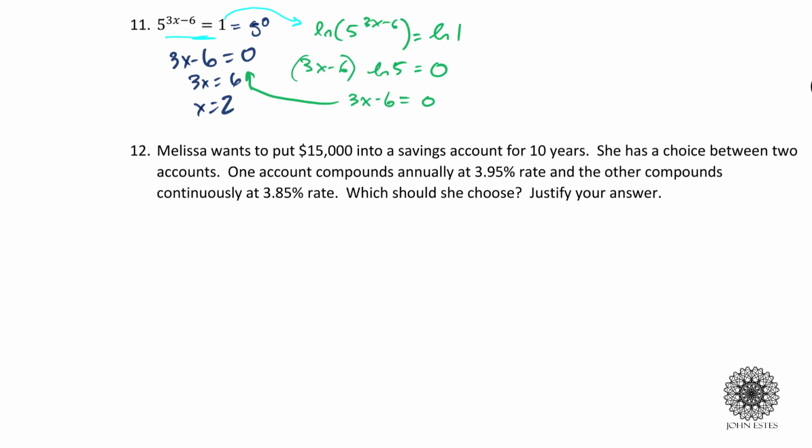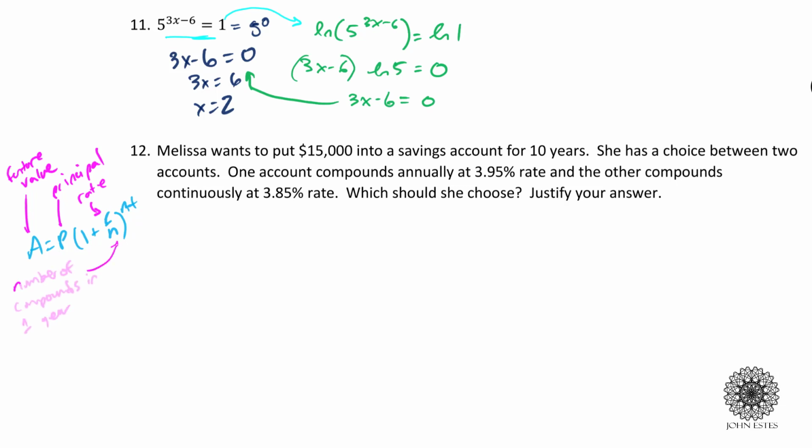Okay, so we need to have an idea of what we're talking about here. And so your two financial formulas that are going on in this question. The first one, we have the future value A equals your principal P times 1 plus your rate r over n, all to the nt. Okay, and let me explain what some of this stuff is. A is future value. P is principal. That's how much you're investing. R is your rate. N is the number of compounds in 1 year.